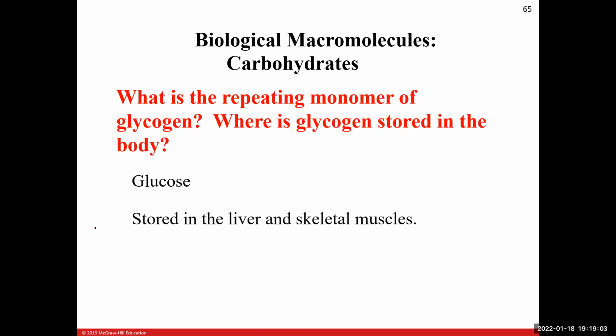Well, that makes sense for it to be stored in skeletal muscles, because that means that those tissues, your skeletal muscles, don't have to wait for glucose to be released from the liver and then travel through the blood and get to the skeletal muscles. The glycogen is already there. It's on hand. So those skeletal muscles can start to break it down on their own. They don't have to wait on the liver.